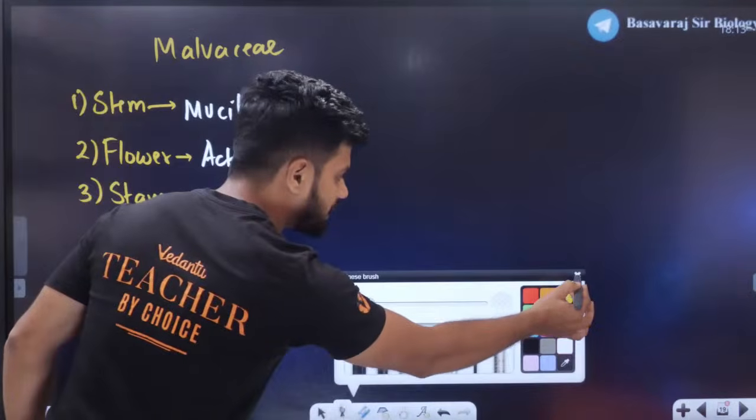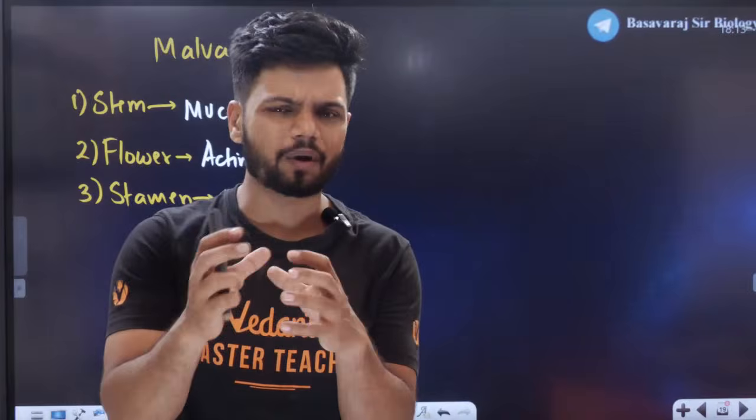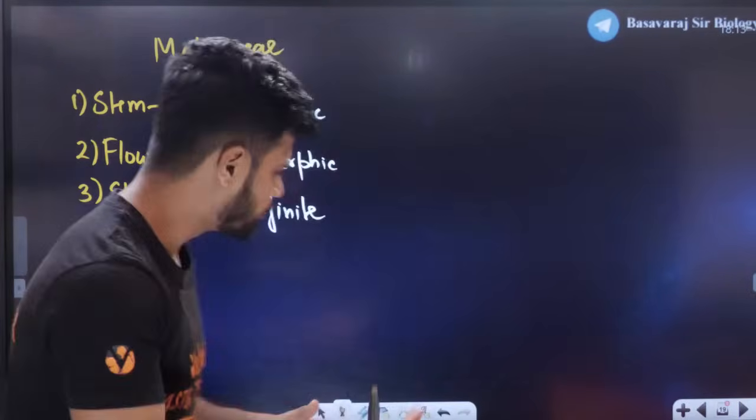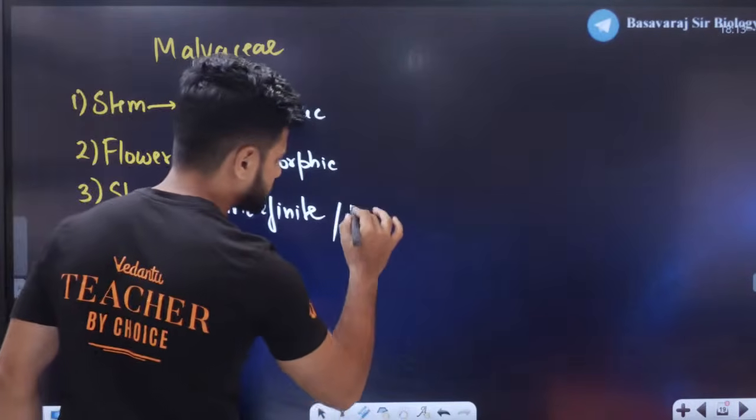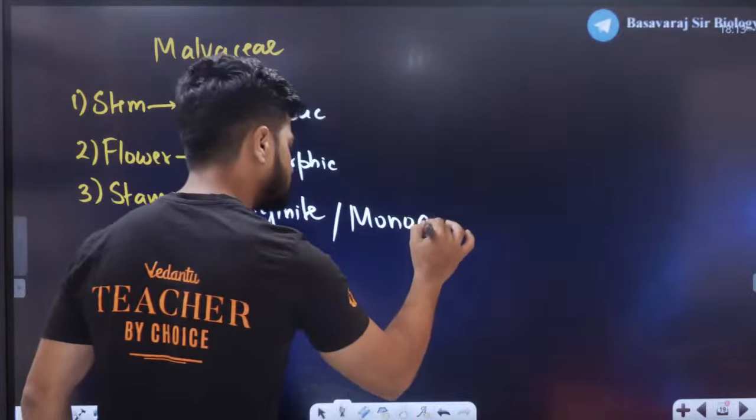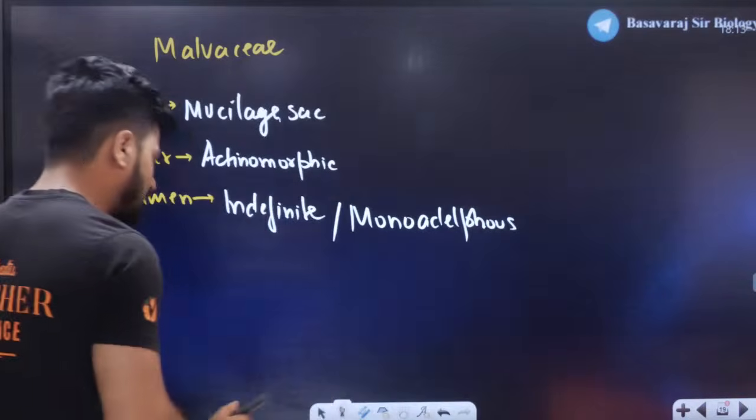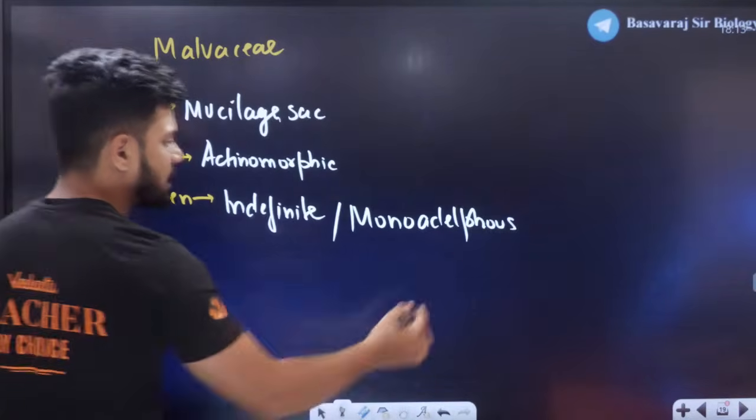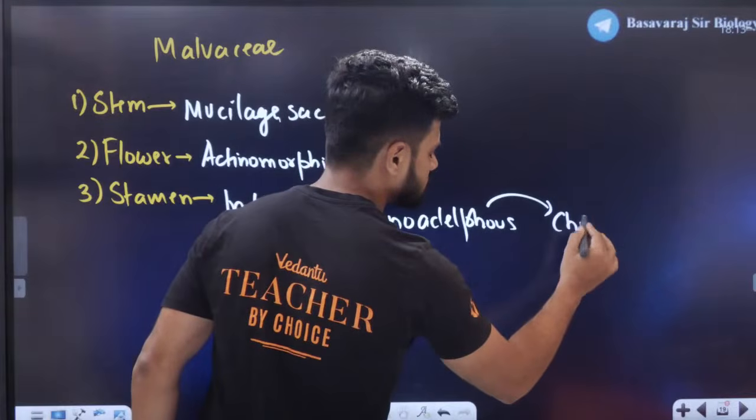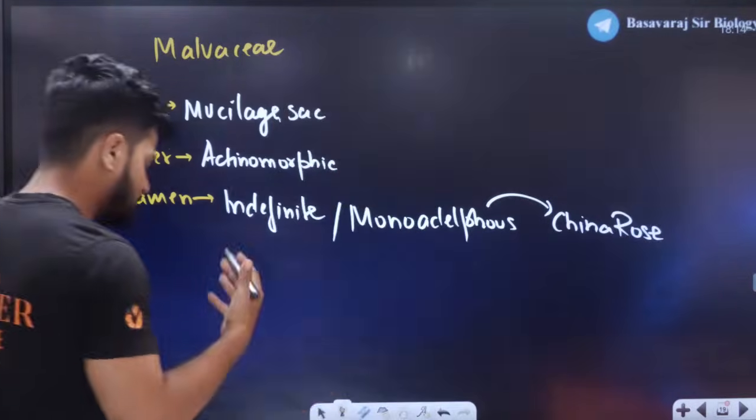Was there any peculiar way of arrangement of filaments? Were all the filaments arranged into one bundle or multiple bundles? Monoadelphous condition. We also studied the monoadelphous condition. Example, China rose, or hibiscus. Hibiscus was the example.